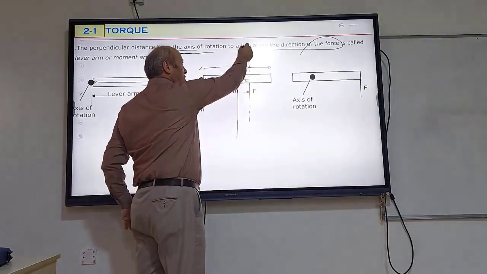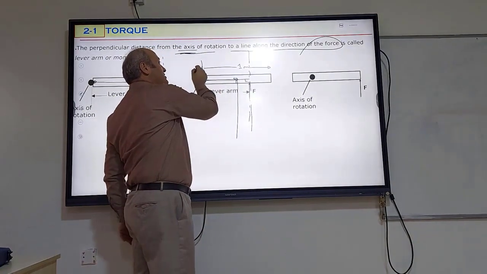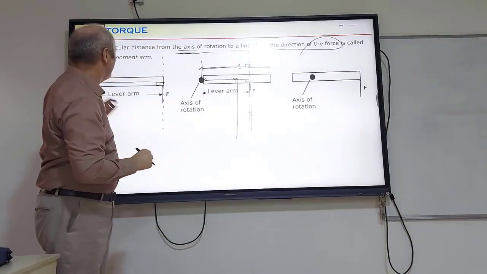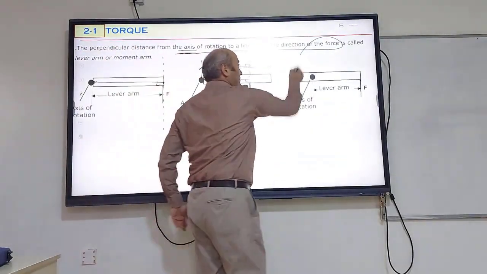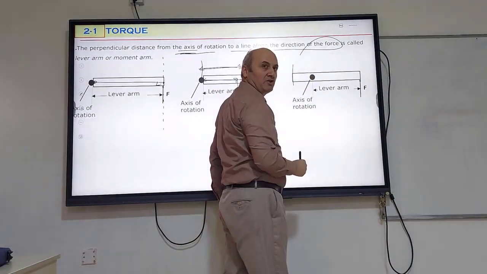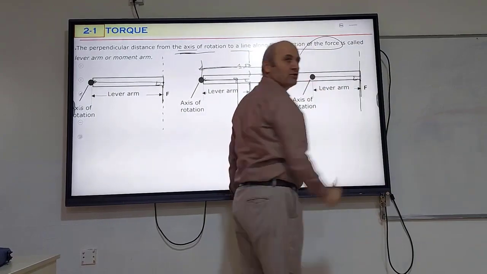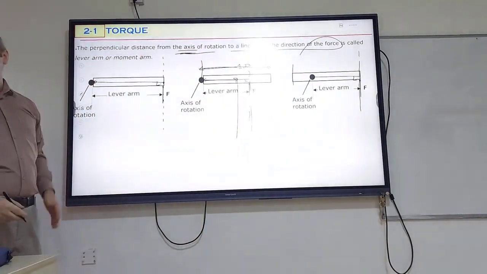You have to draw a line along the force. Then you start a distance from the axis of rotation until this line, perpendicular, and that is the lever arm. Or the lever arm for that one. Do not start from here. It will start from where? The axis of rotation. Until where? The line along the force. Okay. This is how we define the lever arm.